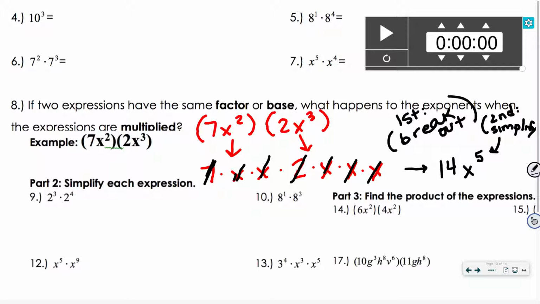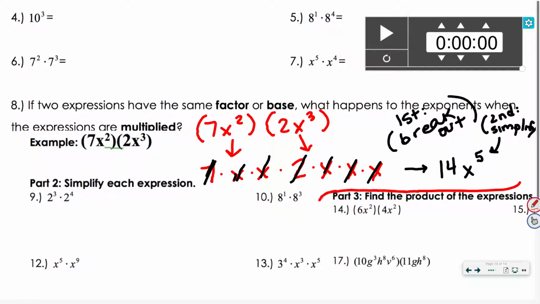The only one you won't do that for is number 4. You could just break it out. The only way you'd simplify that, besides 10 to the third, is by actually calculating. Okay. So here's what we're going to do. I'm going to leave that up there for you as a little example.